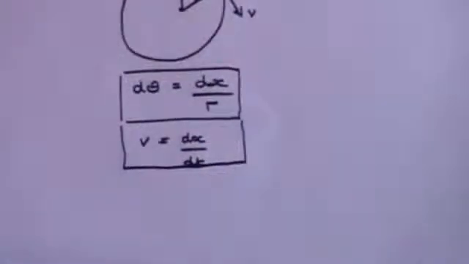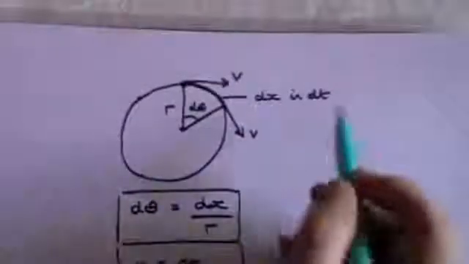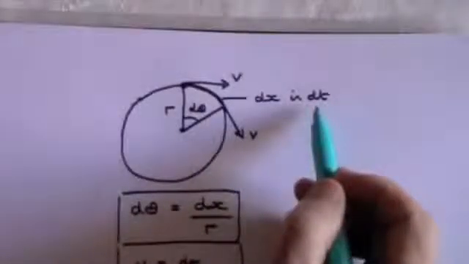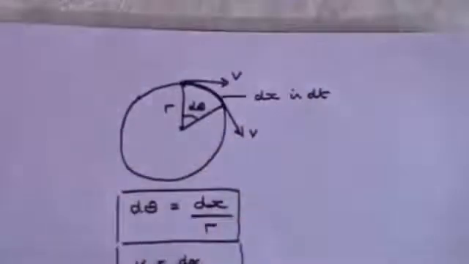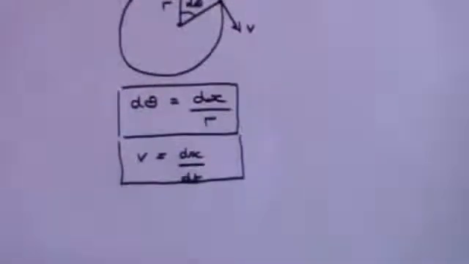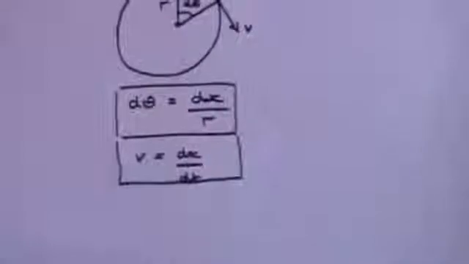Now we need to know how the velocity changes, because acceleration is the rate of change of velocity. So we need to know what the change in velocity is. We know what the time is, that's dt. So if we can find the change in velocity and divide it by dt, that will give us the rate of change of velocity, and that's the acceleration. How are we going to do that?